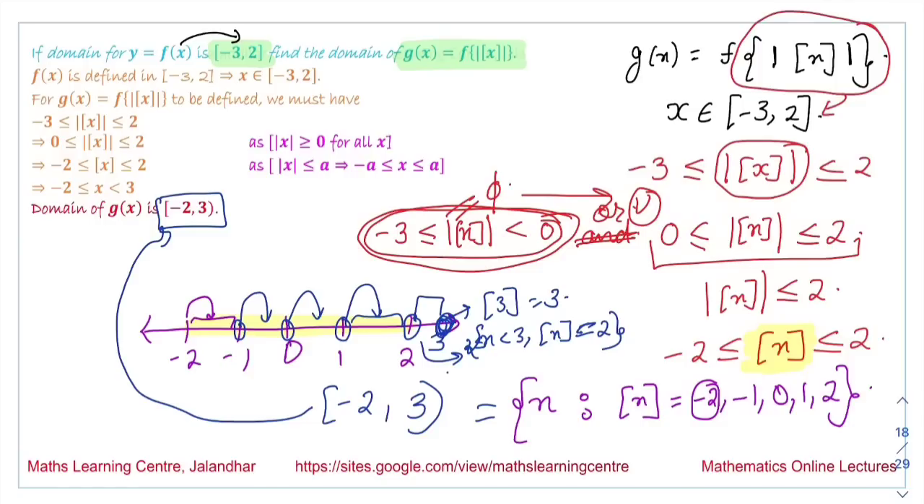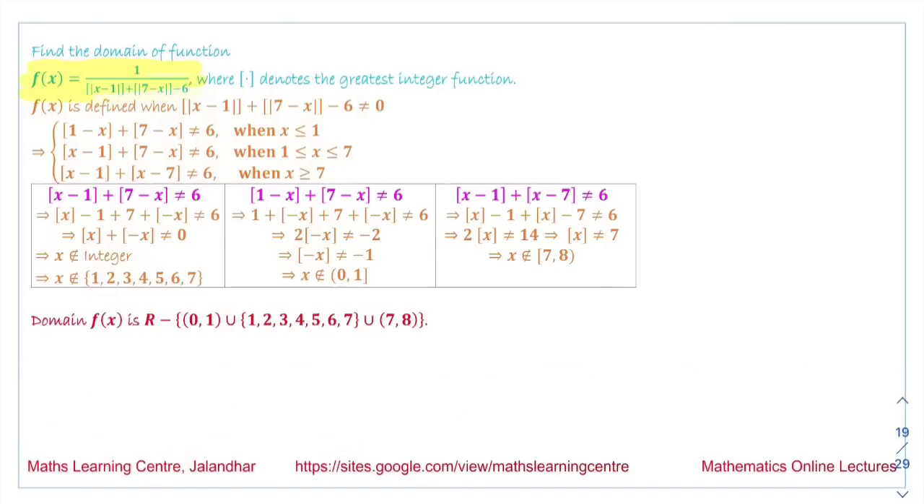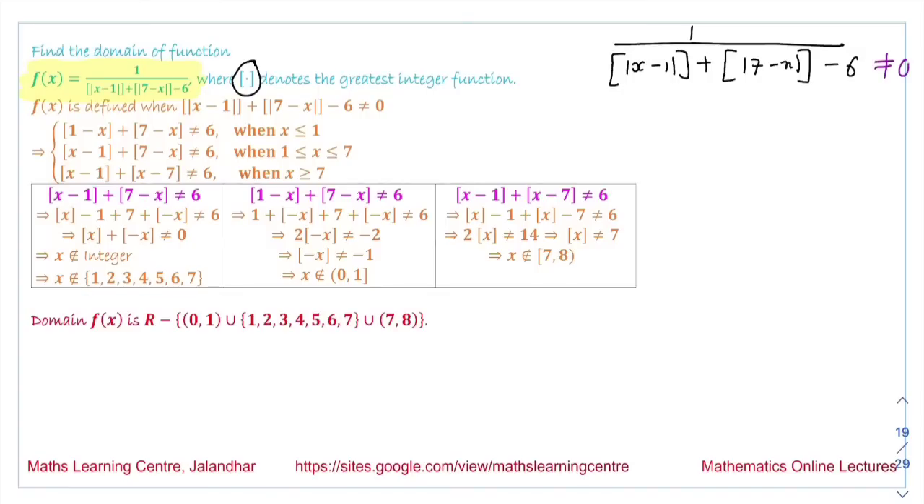Next we have: find the domain of the function. The function given to us is f(x) is equal to 1 over the greatest integer of mod of x minus 1 plus the greatest integer of 7 minus x minus 6, where this is the greatest integer function. Now we are saying this function will be defined. The condition we have is that this term should not be equal to 0.